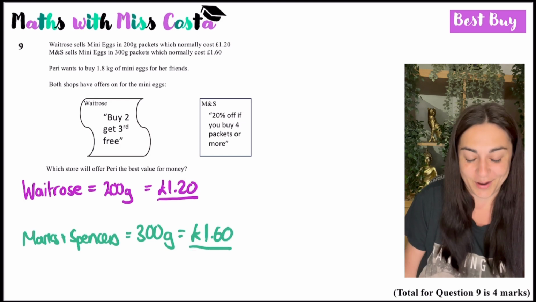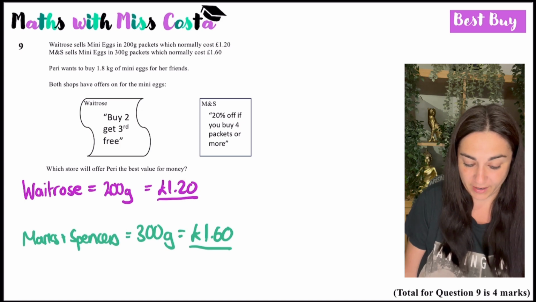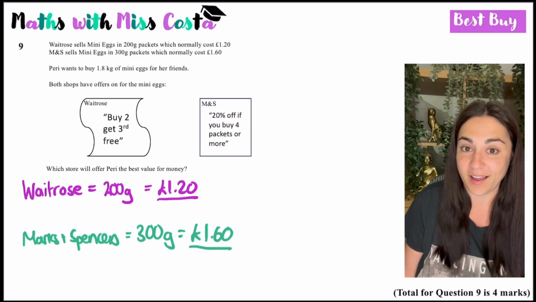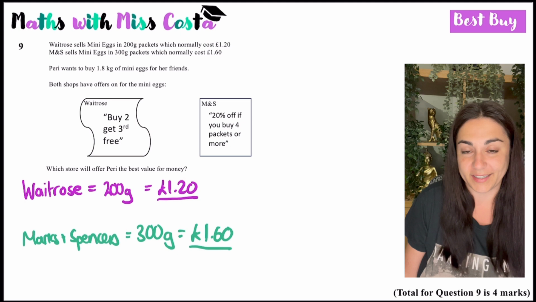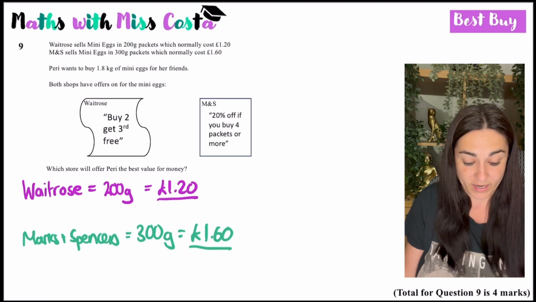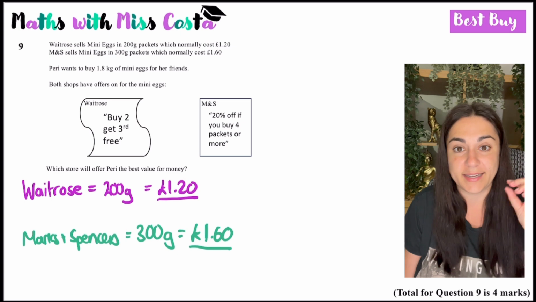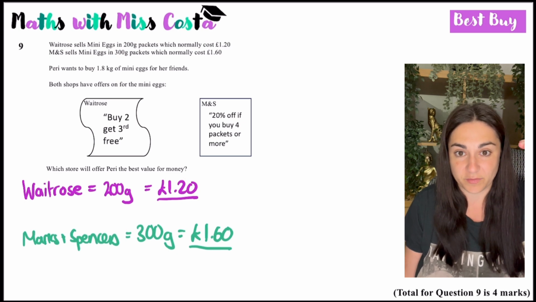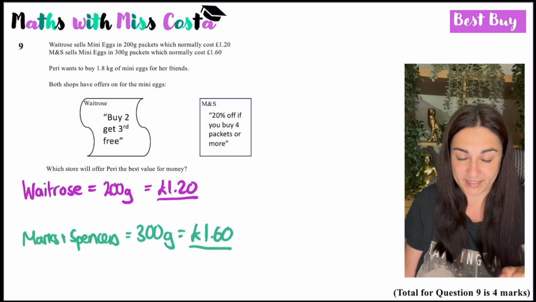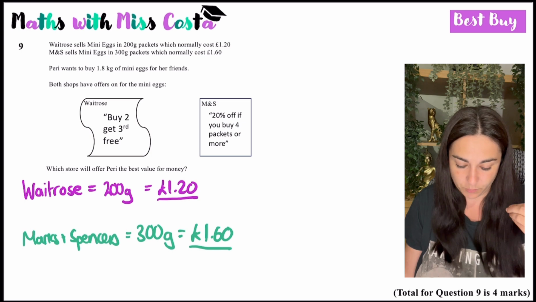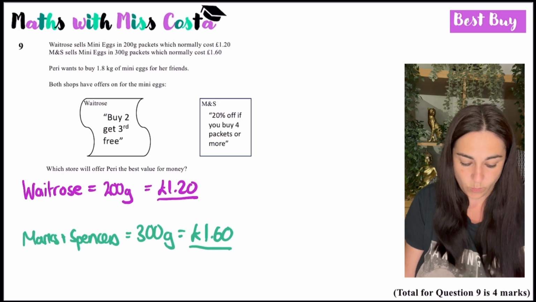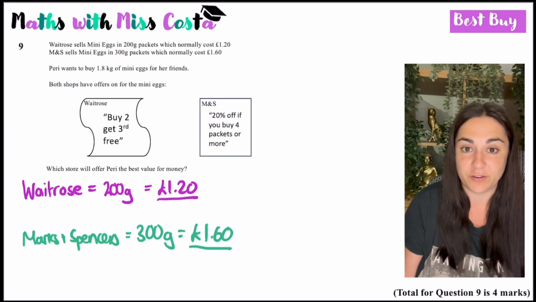Perry wants to buy 1.8 kilograms of mini eggs for her friends. And lucky for her, both of these shops have offers on for the mini eggs. So for Waitrose, I'm told that you need to buy 2, get the third free. So if you buy 2 packs, you get the third one for free. And in Marks and Spencer's, you get 20% off if you buy 4 packets or more. Which store is going to offer Perry the best value for money?